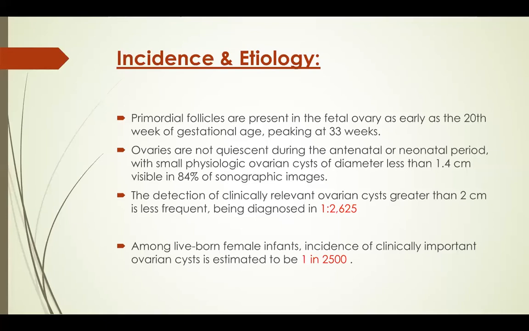Ovaries are not quiescent during the antenatal or neonatal period. There is a small physiological ovarian cyst, with diameter less than 1.4 centimeters, and those are benign. Sometimes, up to 80%, they are visible in antenatal ultrasound. The detection of clinically relevant ovarian cysts greater than 2 centimeters is less frequent. It's diagnosed in 1 to 2 in every 625 neonates. Among live-born female infants, the incidence of clinically important ovarian cysts is estimated to be 1 in 2,500. So it's very rare and mostly benign.